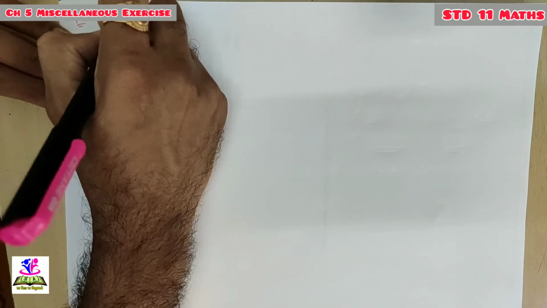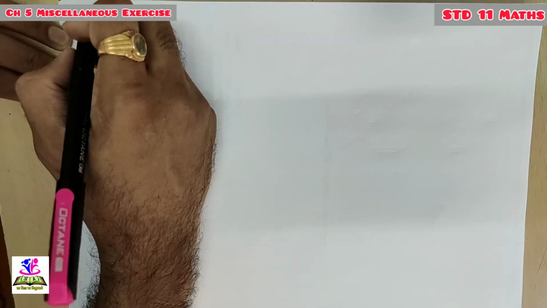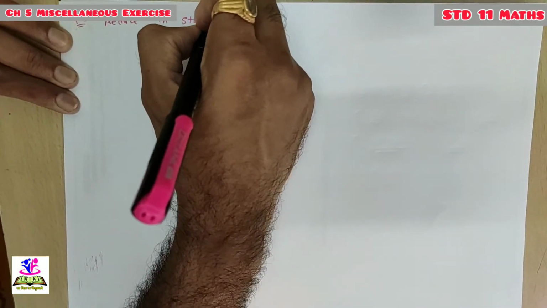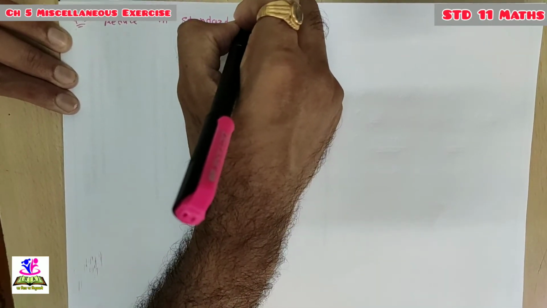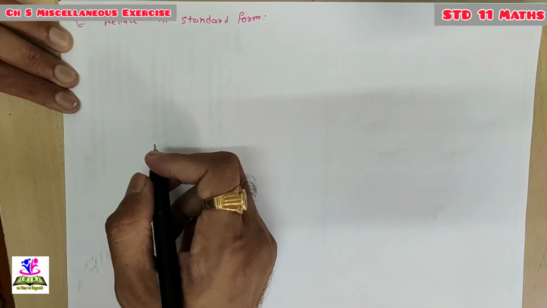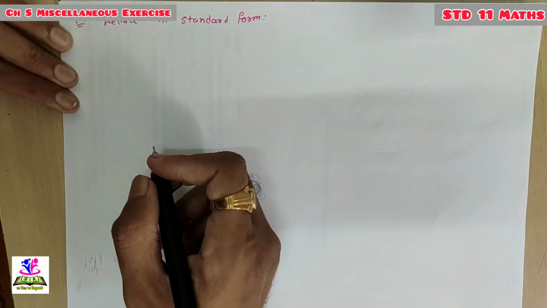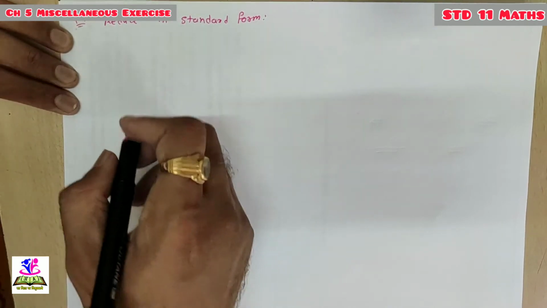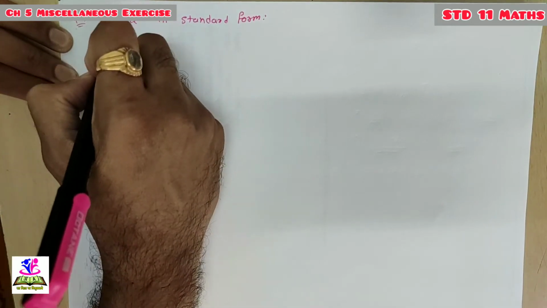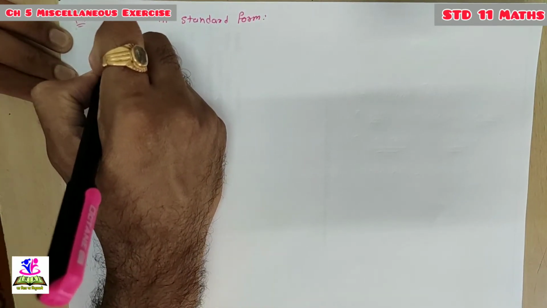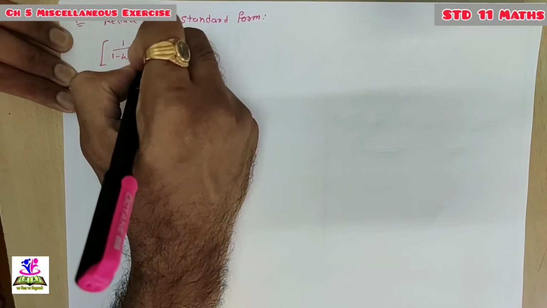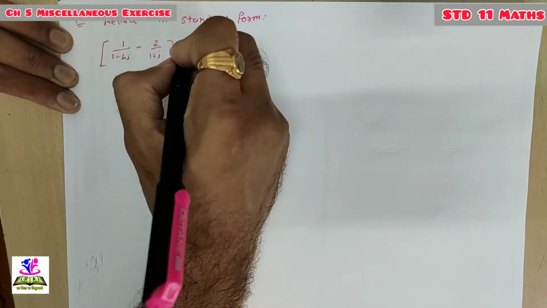Reduce the given expression in standard form. Reduce in standard form. Reduce the given expression in standard form. So here, the expression is square root of (1 upon 1 minus 4i minus 2 upon 1 plus i).